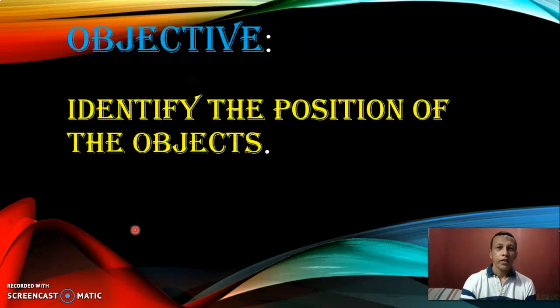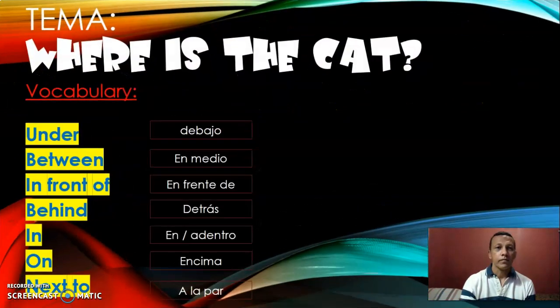The objective of the class is identify the positions of the objects. Ese es el objetivo de la clase, identificar la posición de los objetos. Entonces el tema que vamos a ver es Where is the cat? ¿Dónde está el gato? Para eso necesitamos aprender this vocabulary.